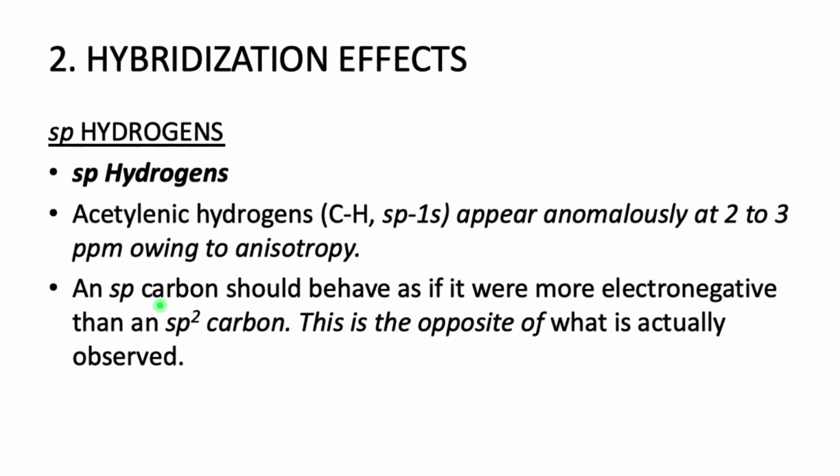An sp carbon should behave as if it was more electronegative than an sp2 carbon. This is the opposite of what is actually observed. This is because of the magnetic anisotropy, which I will be discussing in the next video. So here we conclude with the hybridization, which affects the chemical shift values.